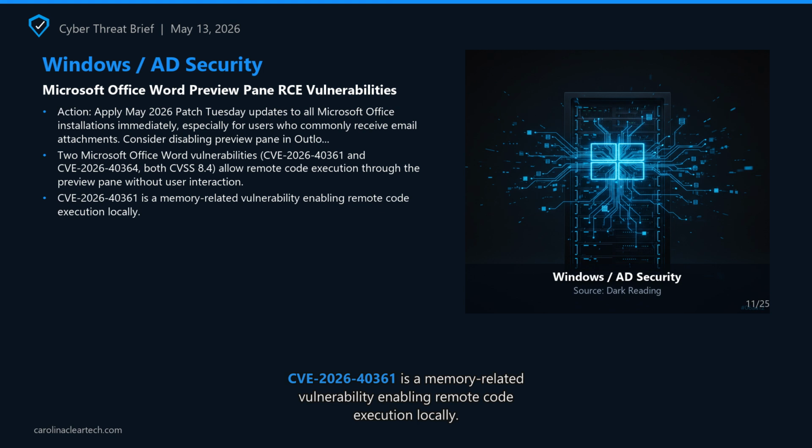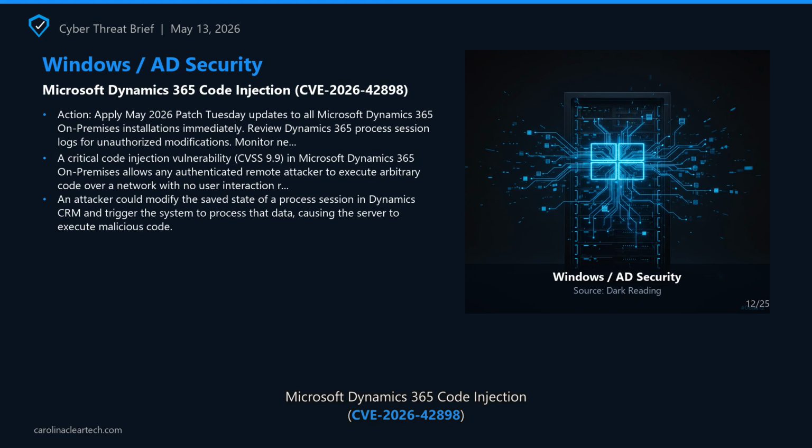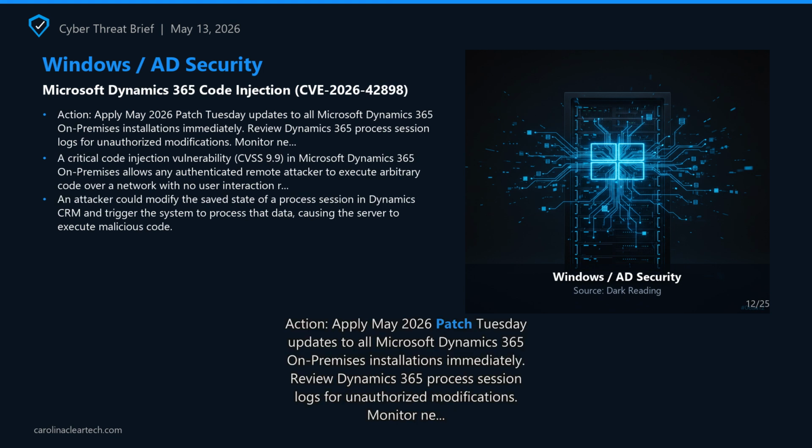Microsoft Dynamics 365 Code Injection, CVE-2026-42898. A critical code injection vulnerability, CVSS 9.9, in Microsoft Dynamics 365 on-premises allows any authenticated remote attacker to execute arbitrary code over a network with no user interaction required. An attacker could modify the saved state of a process session in Dynamics CRM and trigger the system to process that data, causing the server to execute malicious code.